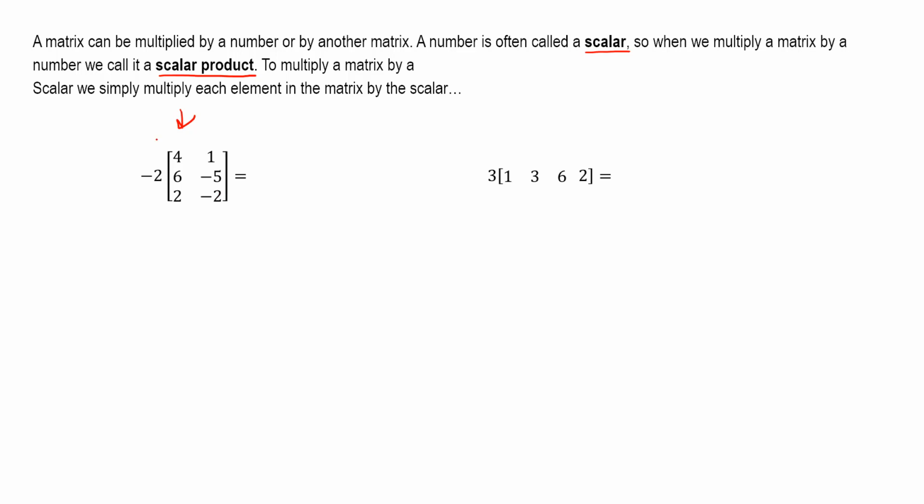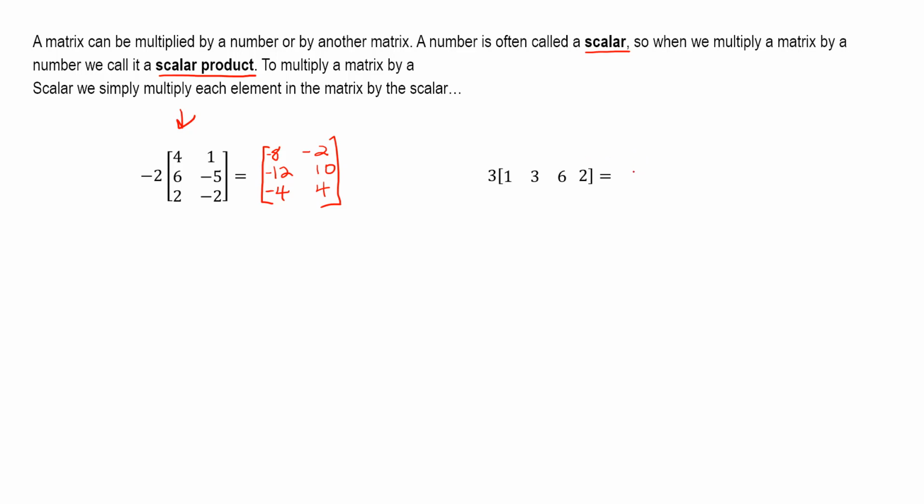To multiply a scalar by a matrix is also pretty simple. You just multiply that number by every element in the matrix. So -2 times 4 gives us -8. -2 times 1 gives us -2. -2 times 6, -12. -2 times -5 is 10. -2 times 2 is -4. And -2 times -2 is 4. So again, this is not so bad.